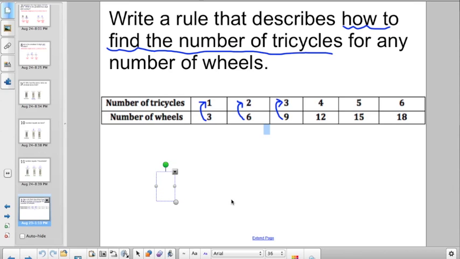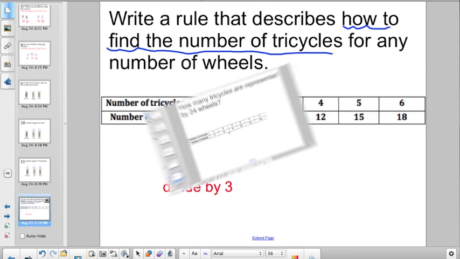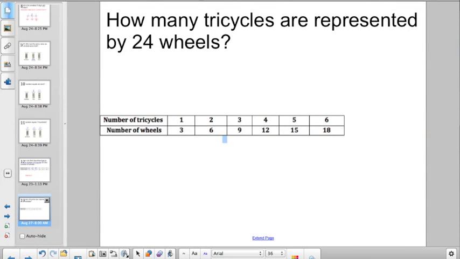The rule is divide by 3s. That's your rule. Again, not too tough when you spell it out like that, but you gotta make sure what direction your arrow is going in order to find the rule. Okay, let's move on.